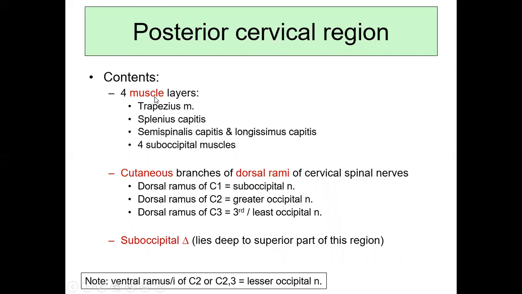We have 4 muscle layers. We have the trapezius muscle, we have the splenius capitis muscle, we have the semispinalis capitis and longissimus capitis muscle, and the 4 suboccipital muscles.